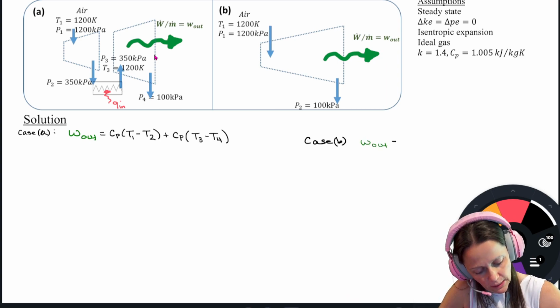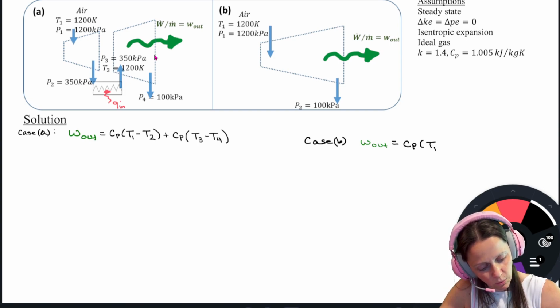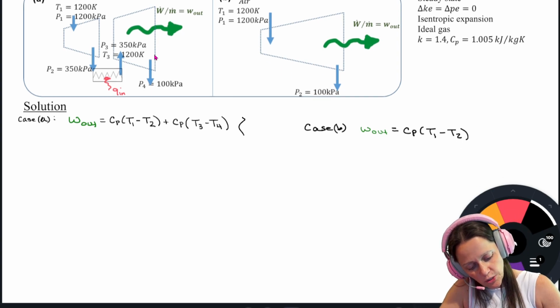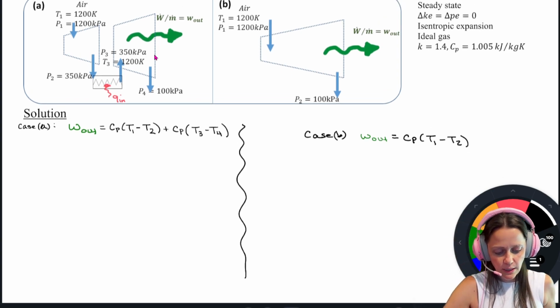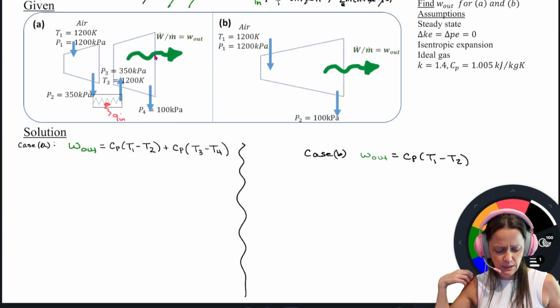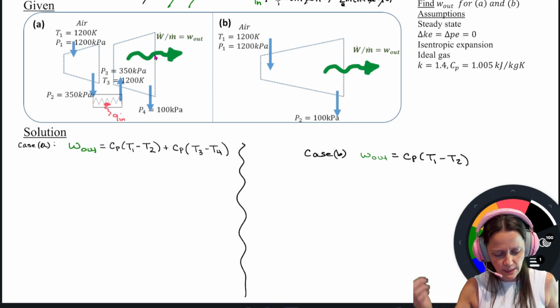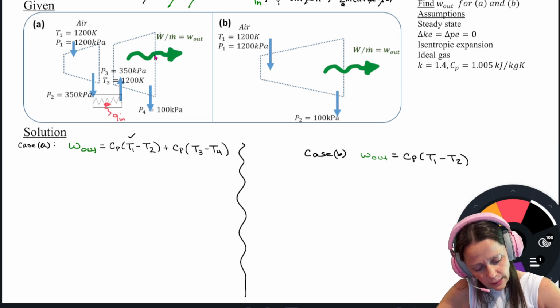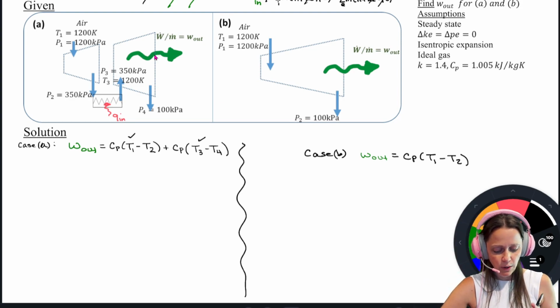It's going to be a little bit easier, isn't it? It's just going to be CP times (T1 minus T2). So I'm just going to look at these two cases separately, because I'm going to have a 1 and a 2, and the 2 is going to be different on the left-hand side versus the right-hand side. But all right, so I got T1, I've got T3. I just need to figure out what T2 and T4 are.